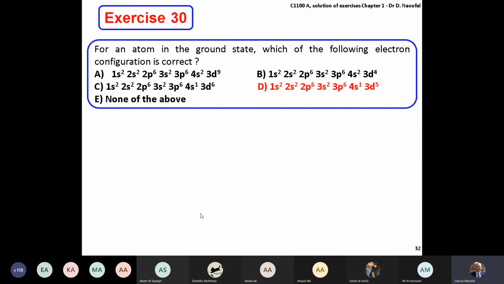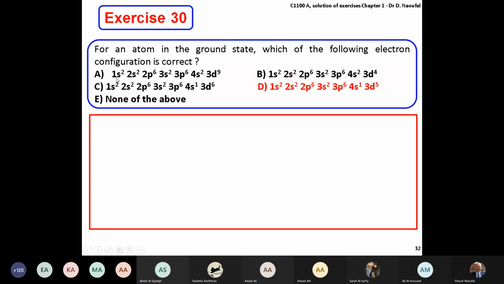Exercise 30. For an atom at the ground state, which of the following electronic configurations is correct? Pay attention to the question. For an atom at the ground state, the electron distribution will follow the rules: Aufbau rule, Pauli rule, and Hund's rule. This is the ground state. Consider the electronic configuration in A. We have 1s2, 2s2, 2p6, 3s2, 3p6, 4s2, 3d9.